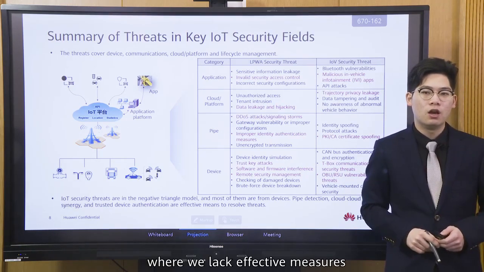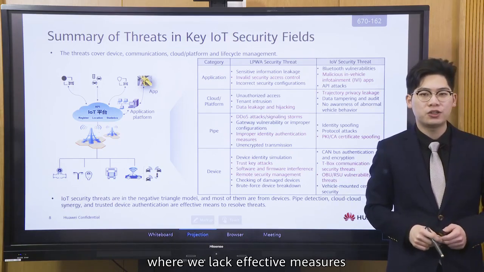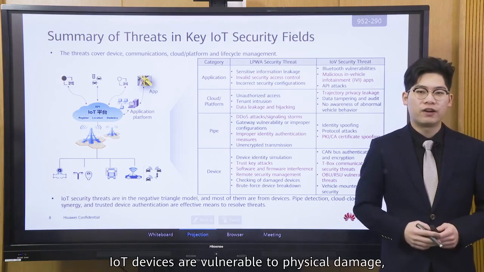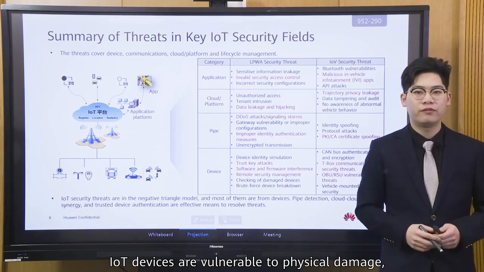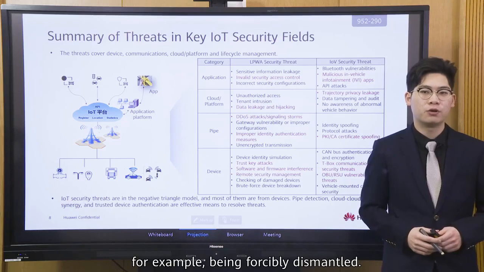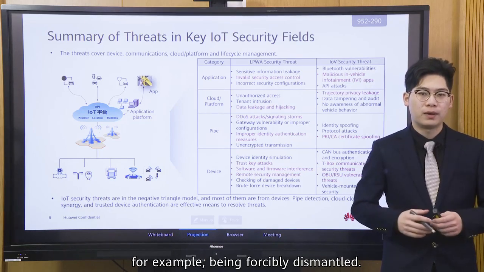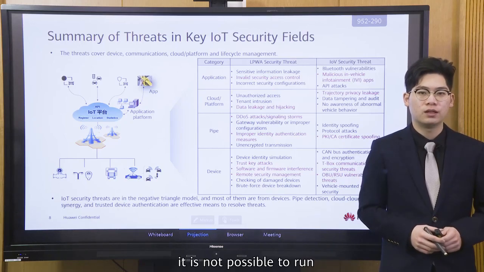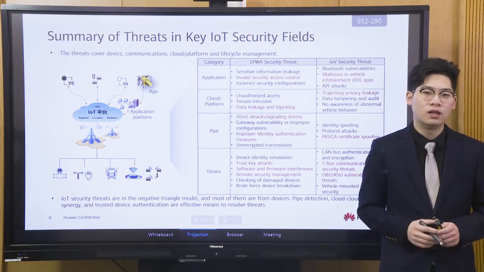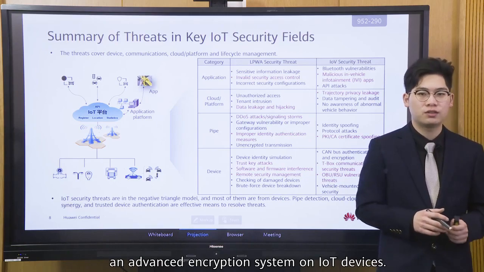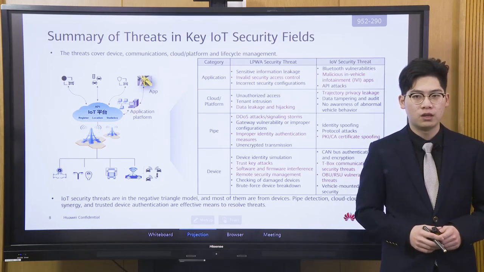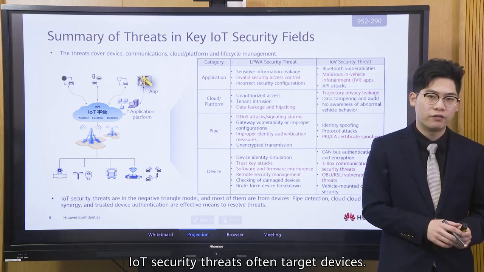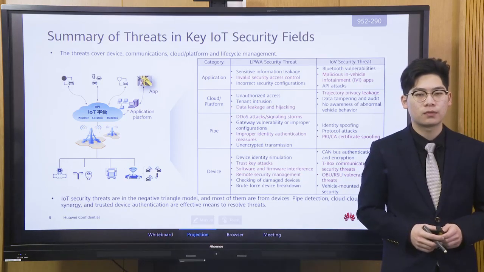While we lack effective measures to defend against the security issues, IoT devices are vulnerable to physical damage, for example, being forcibly dismantled. Because of power supply restrictions, it is not possible to run an advanced encryption system on IoT devices. Due to these 2 reasons, IoT security threats often target devices.